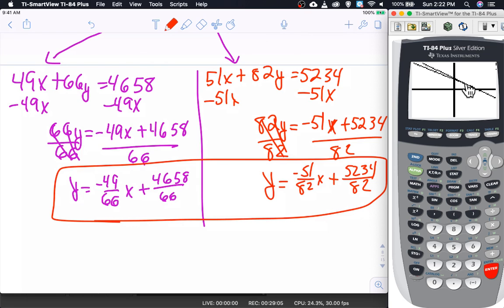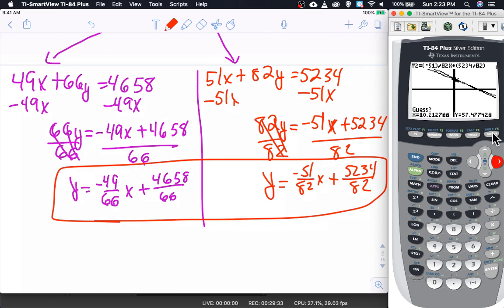We have an intersection point right about here. So now I can see both lines. I'm going to use my calculate the intersection, number 5. So you can scroll down to number 5 or you can just hit number 5. And it says first line, and we're on this equation right now. So that's the first one. First equation, yep. Second equation, yep.